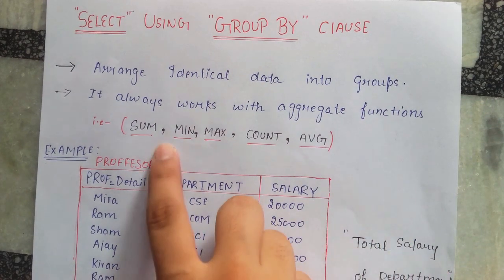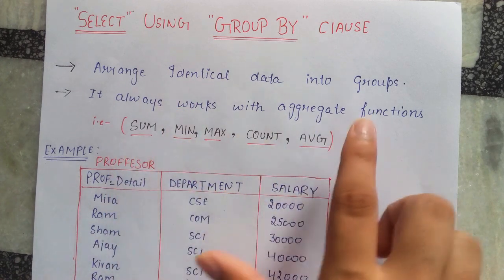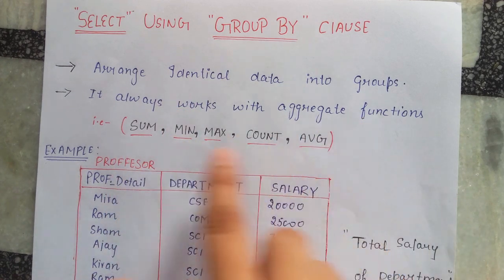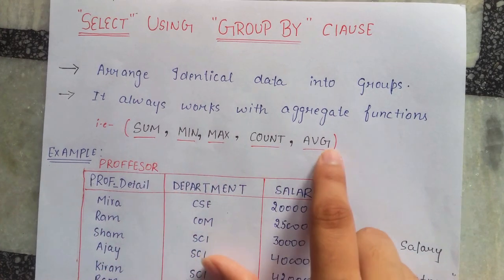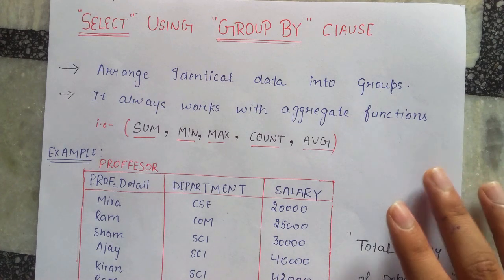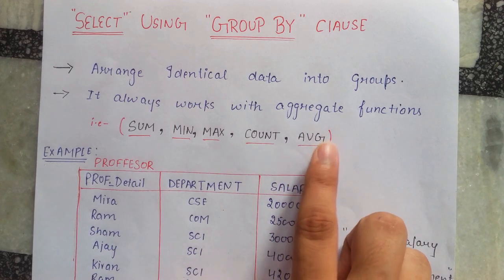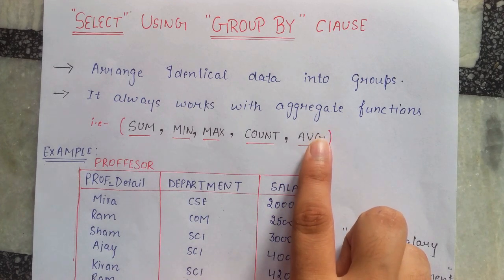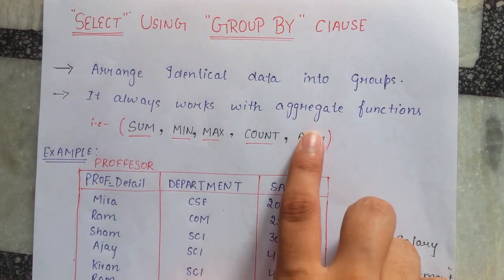The second thing that one must know about the GROUP BY clause is that it always works with aggregate functions. These are the five aggregate functions: sum, min, max, count and average. So in any query, if we're going to use the GROUP BY clause, one must use at least one of these aggregate functions. It's very important: GROUP BY always works with aggregate functions.